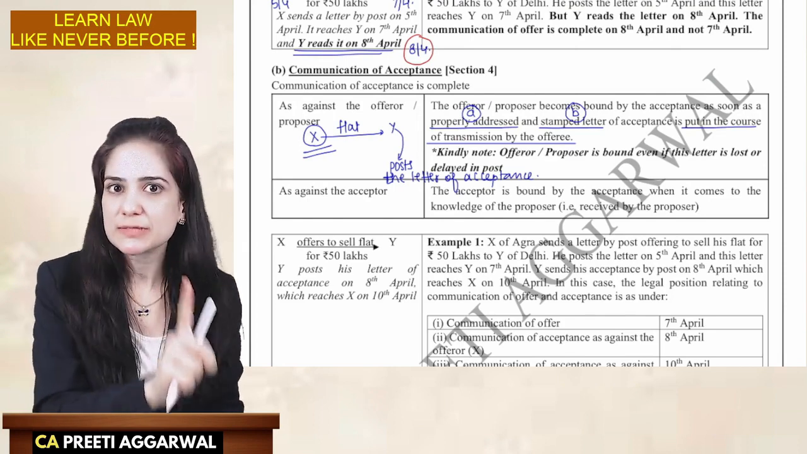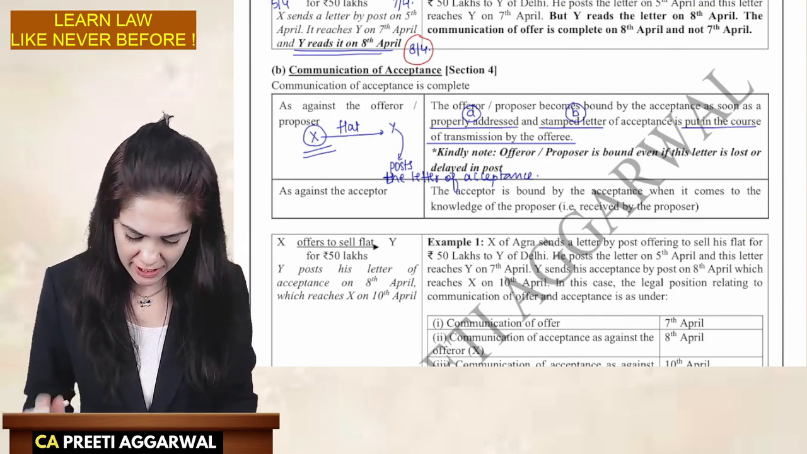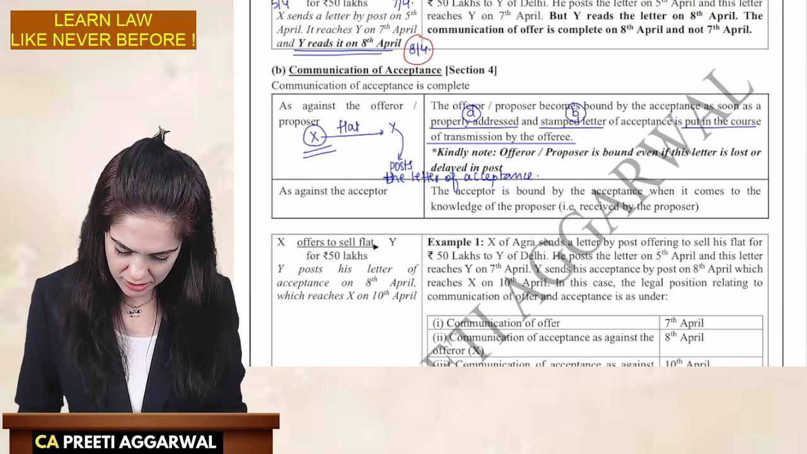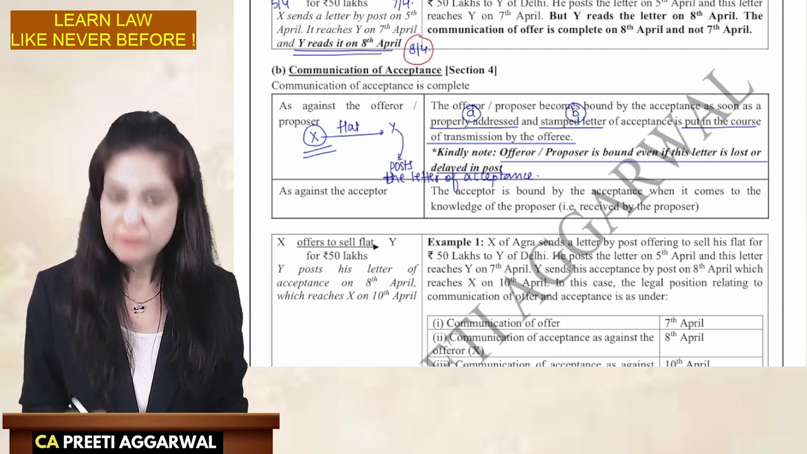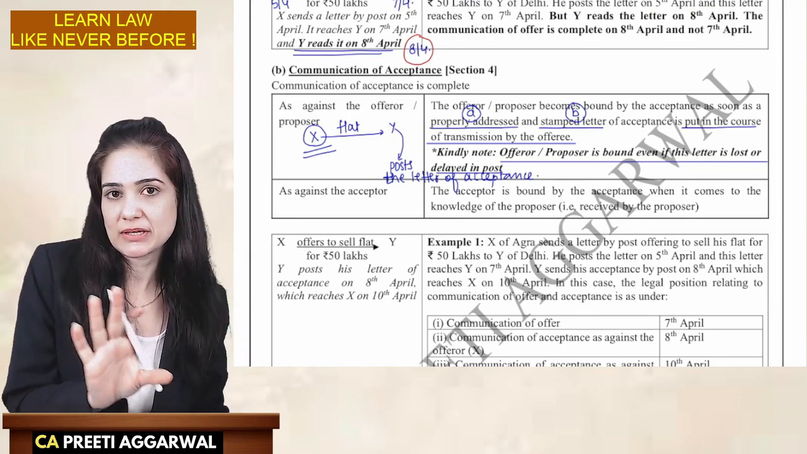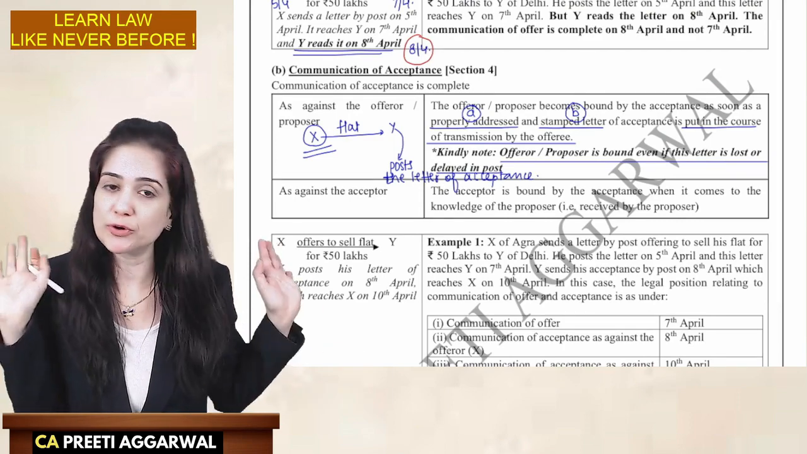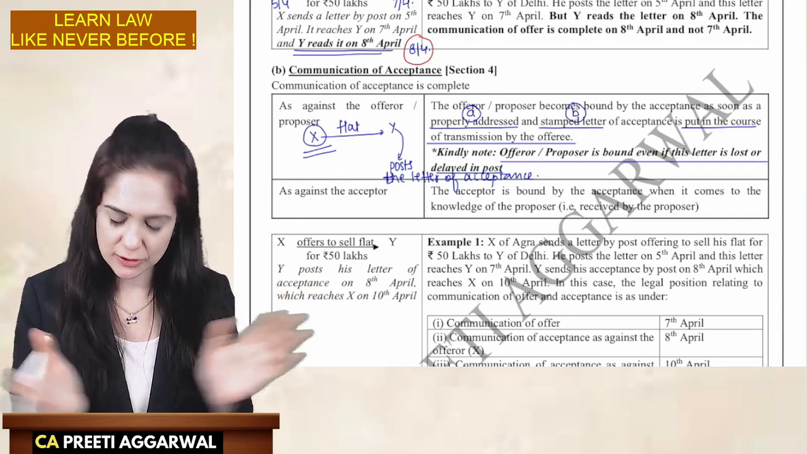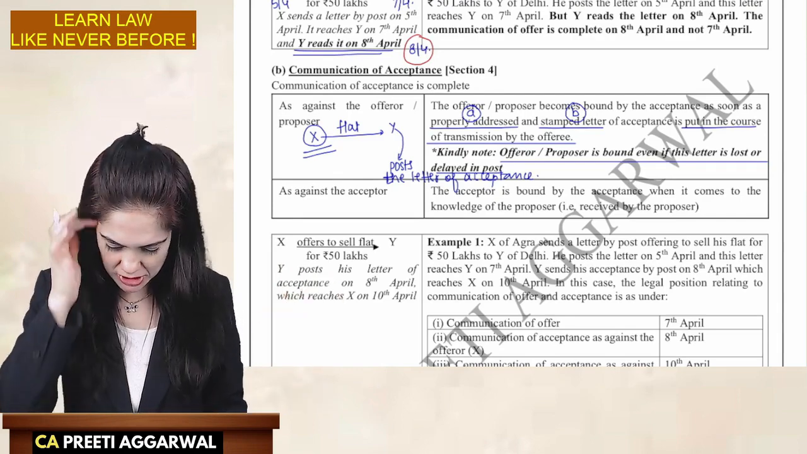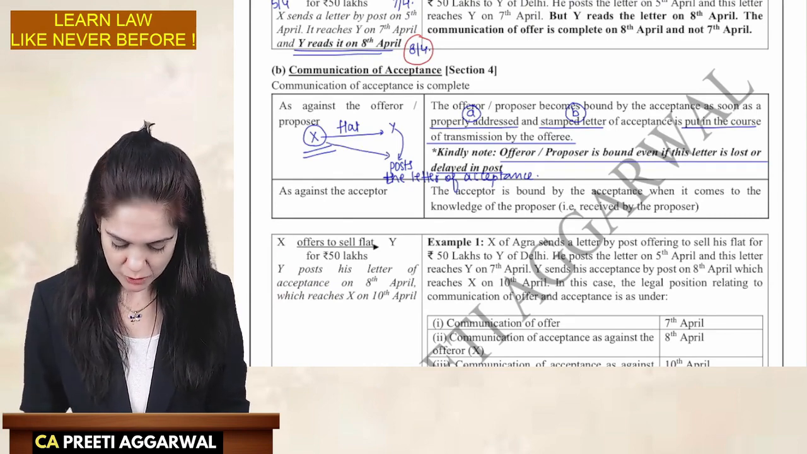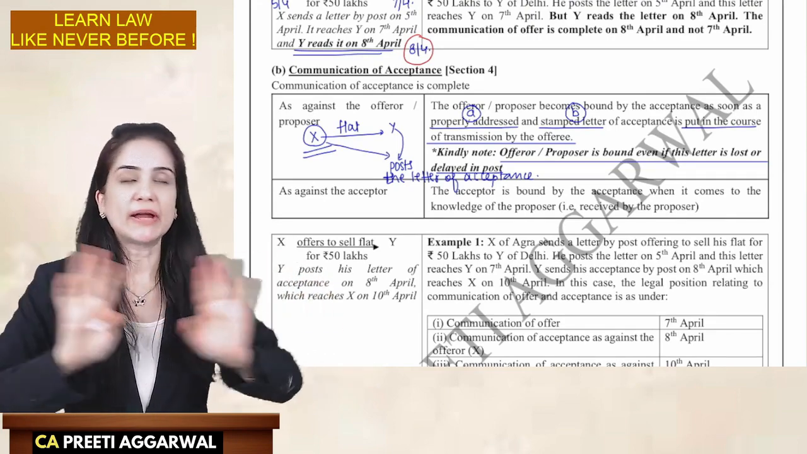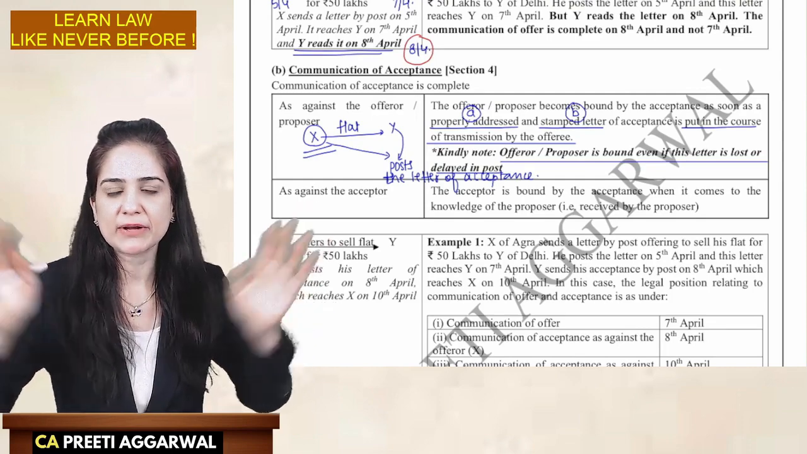X is responsible. Now, if the letter is lost, offerer or proposer is bound if Y decides. The contract is voidable at his option. So if he decides I want to treat it as valid, then a valid contract is concluded. Offerer or proposer is bound even if the letter is lost, because for him the contract is made as soon as Y posted the letter. Then ultimately whether a contract will be made or not, that is decided by Y.